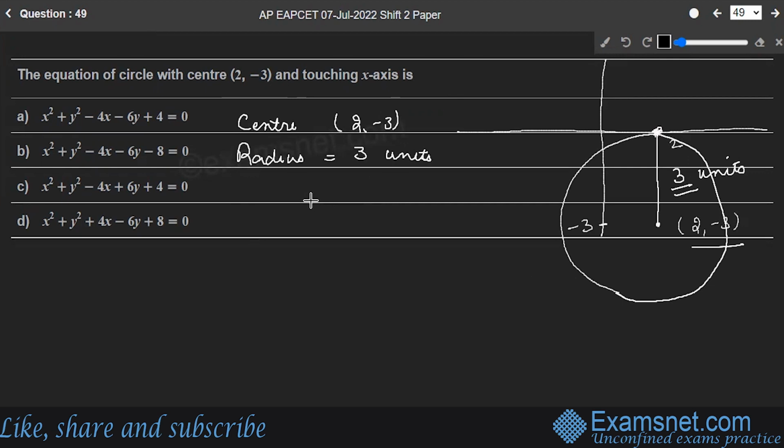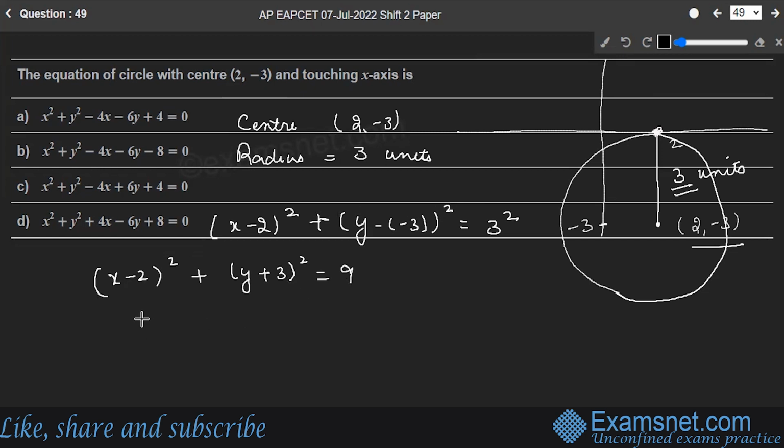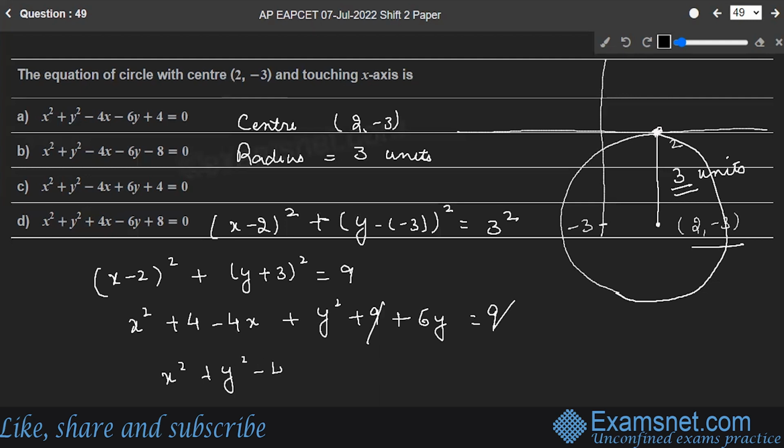What do you have to find out? You have to find out the equation of the circle and you know the formula for that. This will be given by (x - 2)² + (y - (-3))² = radius², which is equal to 3². So (x - 2)² + (y + 3)² = 9, which gives me x² + 4 - 4x + y² + 9 + 6y = 9. So they will cancel out and you will have x² + y² - 4x + 6y + 4 = 0. This is the required equation of the circle and option C is the correct answer.